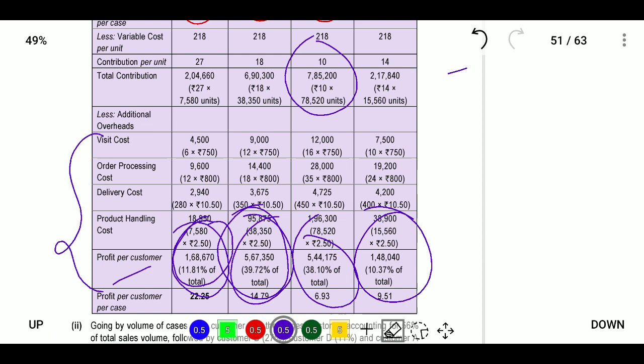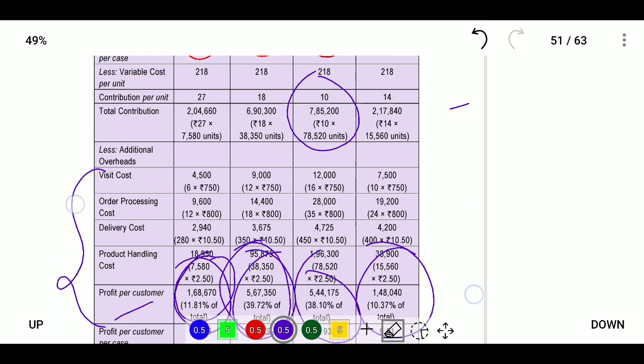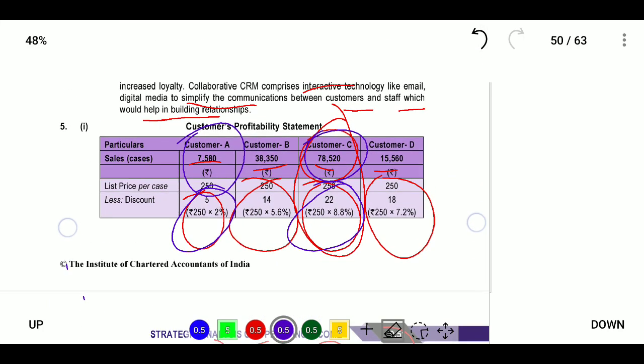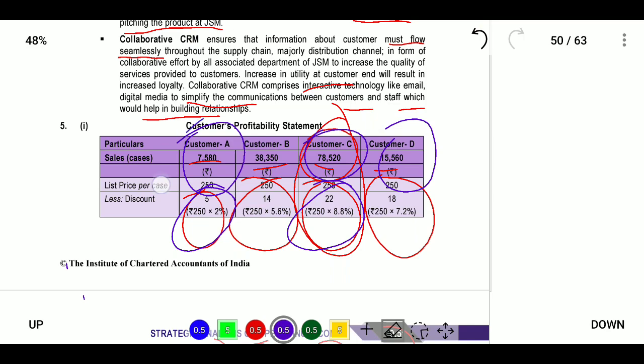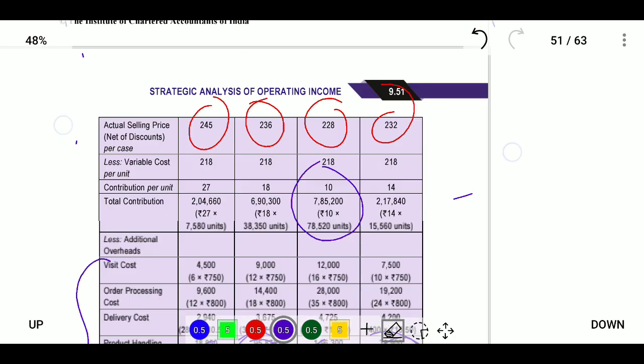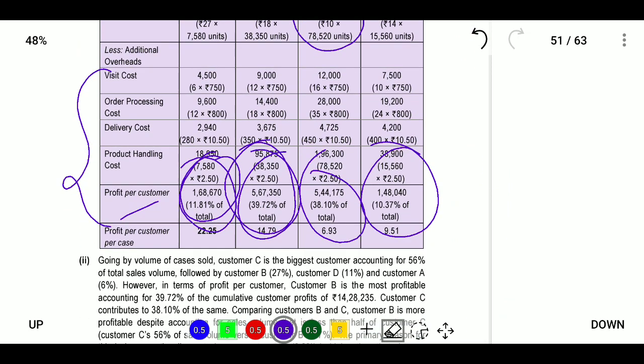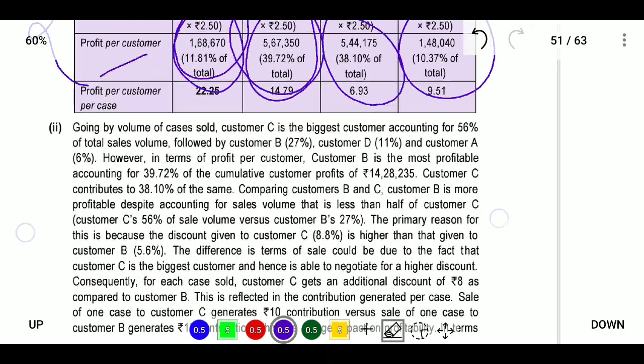This person has less profit because he has less volume. And compared to this one, A is better than C and D, because D has 15,560 but A has 7,580, even though he is getting more profit, that is 11.8, and 10.37 in the case of E. So we will discuss now whatever answer we have written.